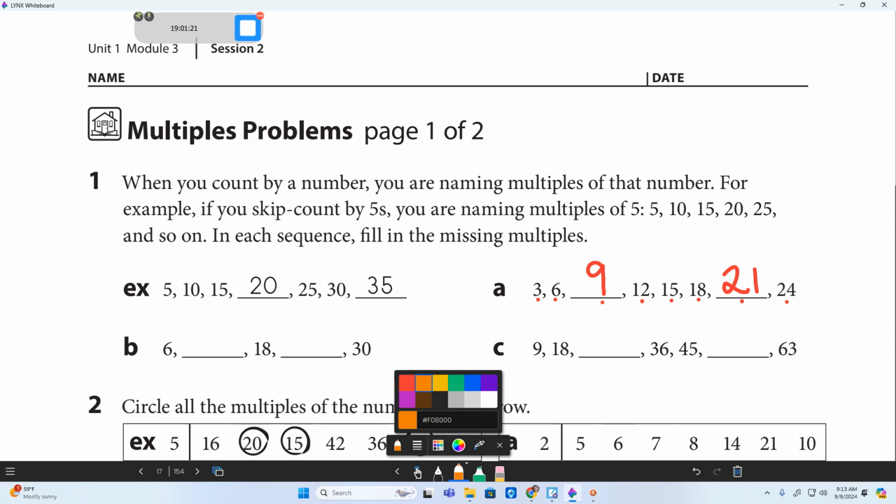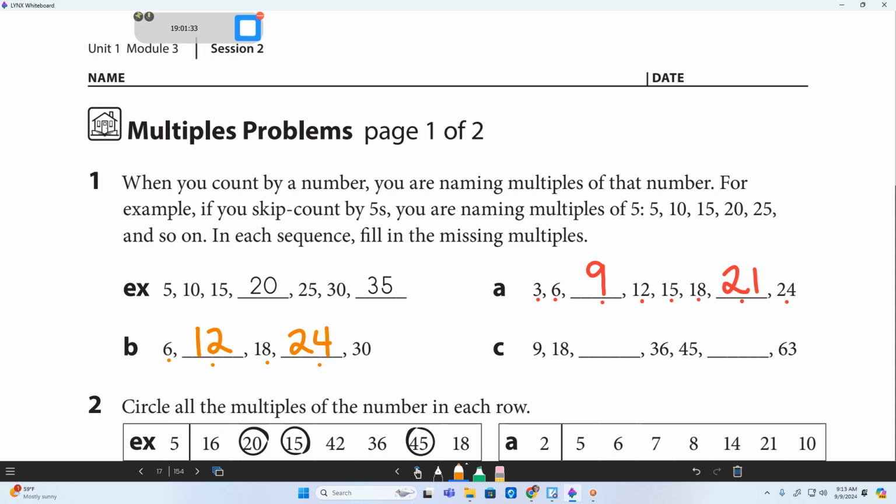Multiples keep going. Okay, letter B, multiples of 6. 6 times 1 is 6. 6 times 2 is 12. 6 times 3 is 18. 6 times 4 is 24. 6 times 5 is 30. And of course, we could keep going and so on and so on. Multiples of 9, counting by 9s or multiplying 9 times all the counting numbers. 9 times 1 is 9. 9 times 2 is 18. 9 times 3, 9 times 4, 9 times 5, 9 times 6, and 9 times 7.